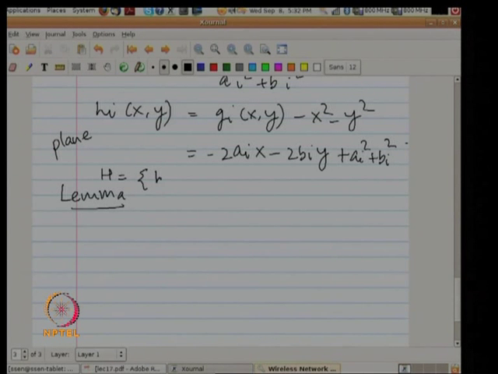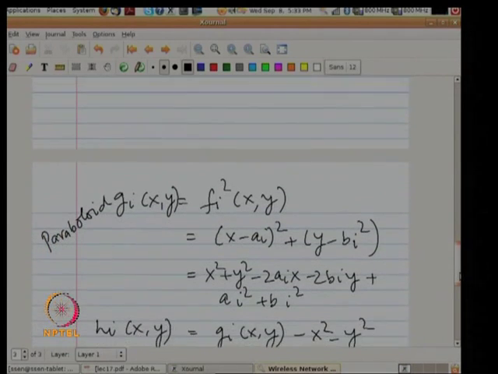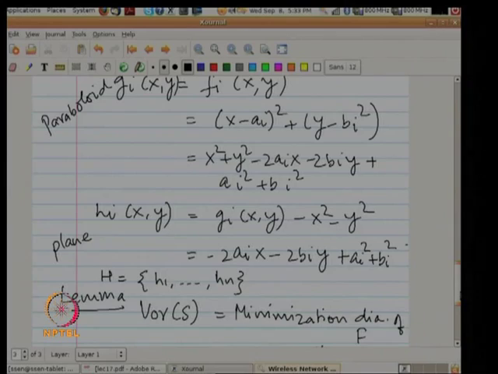So, let H be this set of n planes, and here is the claim. The Voronoi diagram of S, which we know is the lower envelope, is the minimization diagram of these planes. So, what I am saying is that I started with these functions f, and in two stages I transformed them to functions h. During this transformation the functions have changed, but the minimization diagram has not changed.